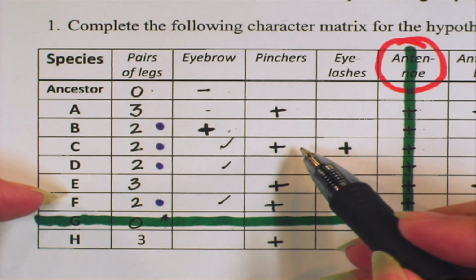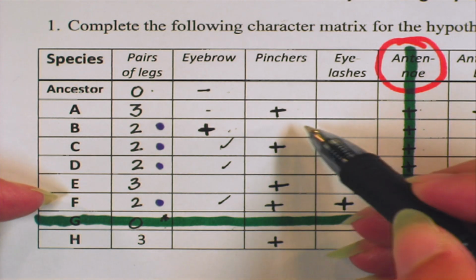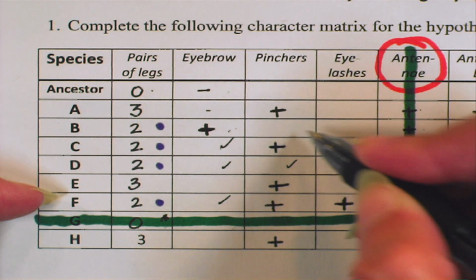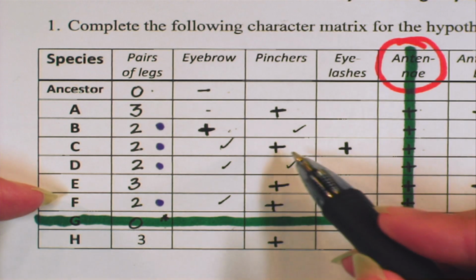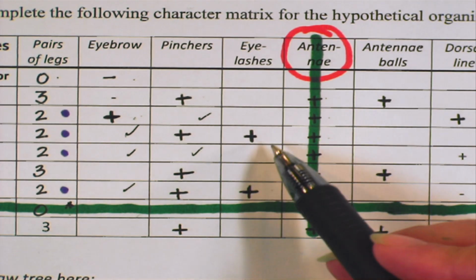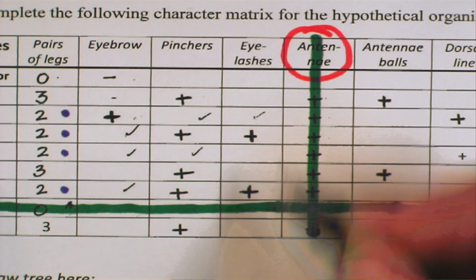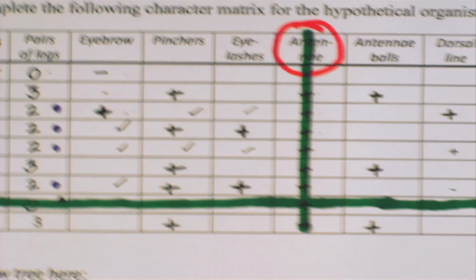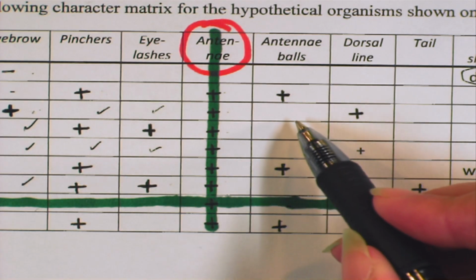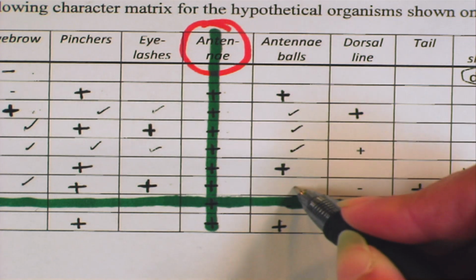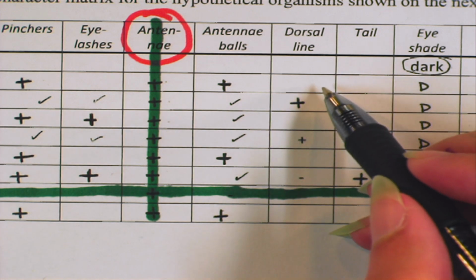Then I come over to the pinchers, and actually I notice that B doesn't have pinchers and D doesn't have pinchers, just like the ancestor, whereas C and F definitely do. So that's kind of interesting. The eyelashes, I noticed that B is the same. I noticed that D is the same. And again, we're just the same as the ancestor. We've already dealt with antenna. The antenna balls, well, of course, they're all the same here, so nothing new is going on there. We go down to the dorsal line.